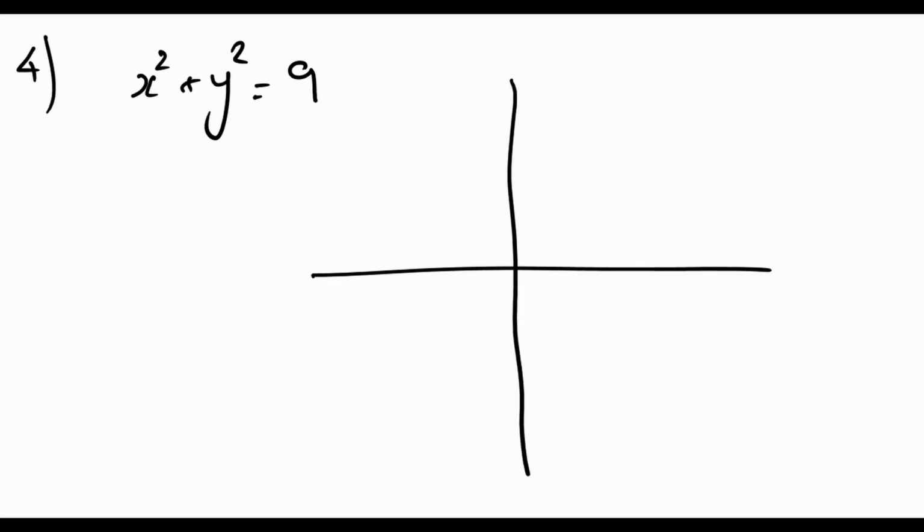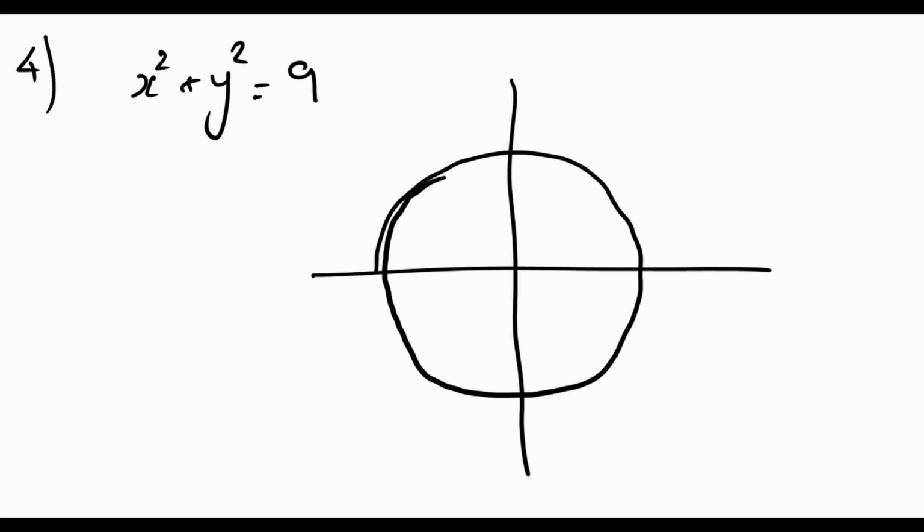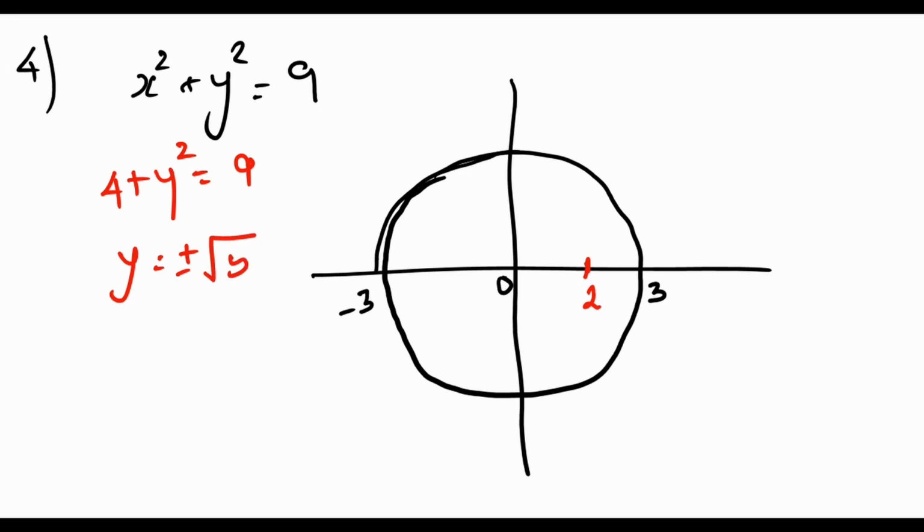And the fourth relation is x square plus y square is equal to say for example 9. So this is an equation of a circle. Okay, circle of radius 3. So this is 0, this will be 3, this would be minus 3. So in this case, if you can notice, say if I am taking a 2 here, if you substitute 2 for x, so I'll get 4 plus y square is equal to 9. Therefore y is equal to plus or minus square root of 5, right?